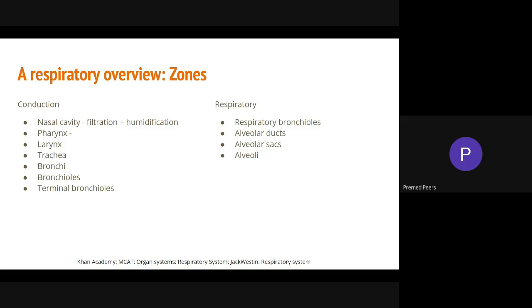Bronchi and bronchioles continue the conduction until air arrives in the respiratory bronchioles, where gas exchange begins. This marks the beginning of the respiratory zone. The alveolar ducts connect the respiratory bronchioles to the alveolar sacs, which consist of a cluster of alveoli.